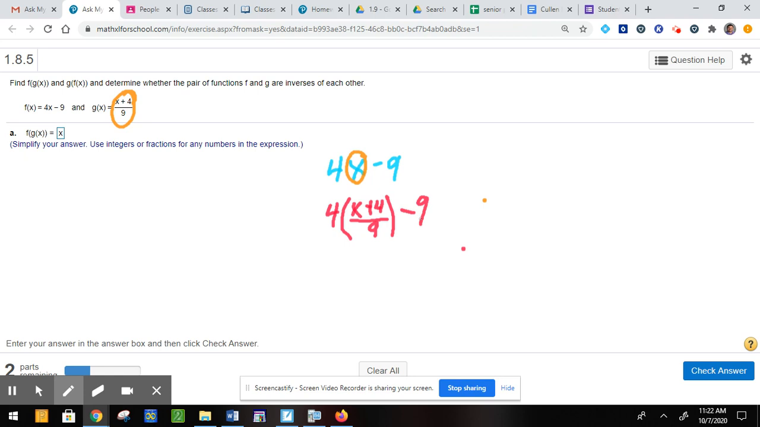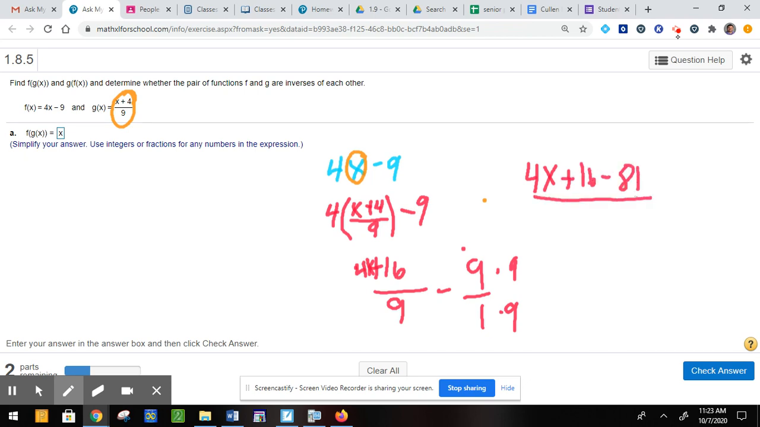So the first thing I would do is distribute the 4. So now you've got 4x plus 16 over 9, minus 9. The next thing I would write is, in order to combine those, you need a fraction over 9. So we're going to multiply by 9 and do the common denominator. So now you've got 4x plus 16 minus 81 all over 9.